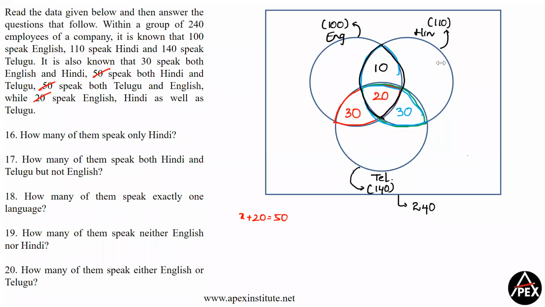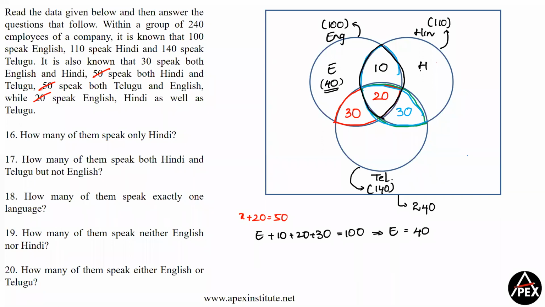Perfect. Now, what does this region represent? The number of employees who speak only English, isn't it? And we have the total number of employees speaking English as 100. So E plus 10 plus 20 plus 30 should be equal to 100. What is the value of E here? 40. So we have 40 employees who speak only English.